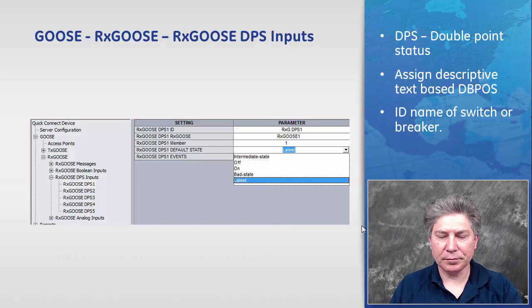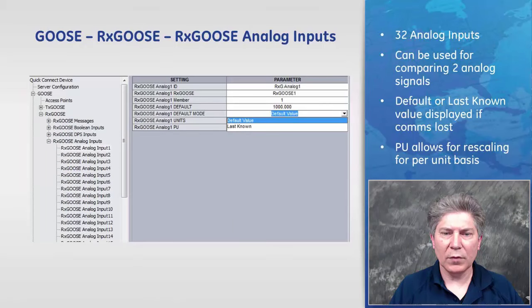Next, we'll look at the analog inputs. There are 32 analog inputs to program. These can be used as flex analog operands in flex elements. So we'll just go through the screens again. The ID can be changed here, but from the flex elements, it's still referred to as RX Goose Analog 1 up to 32. So that still doesn't change.